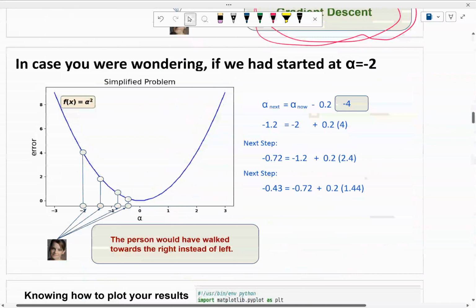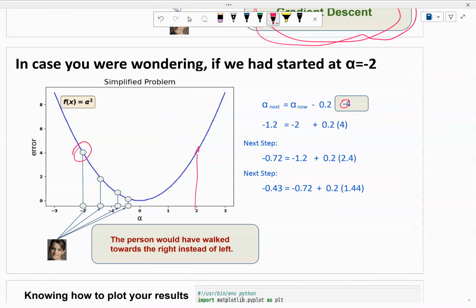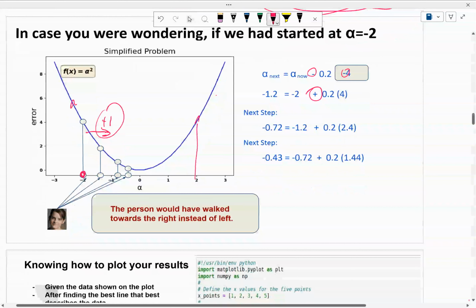Now, in case you're wondering, we started at 2. If we had started here, notice this is a negative derivative at this point. Negative means that as x increases, the function is going down. Therefore, a minus and a minus is equal to a plus, telling you that if you're at this point, you're going to walk towards the right. Minus 2 plus 1, that's going to walk you towards the right. So this would have worked regardless of which side you start on.